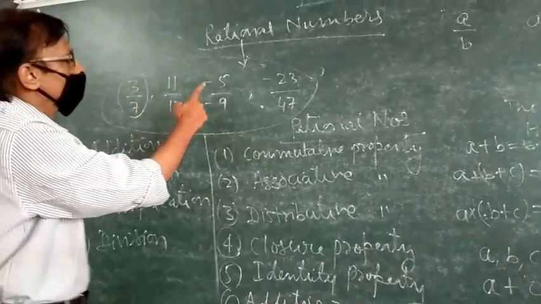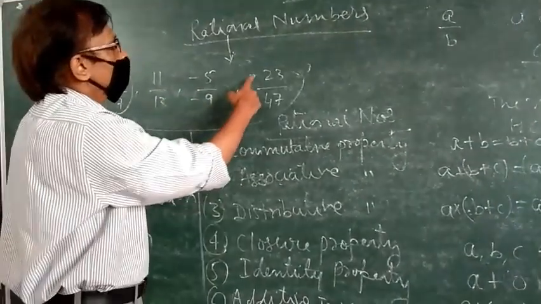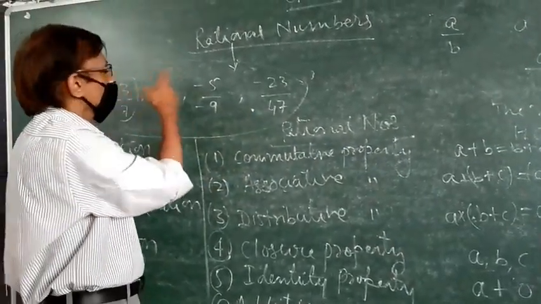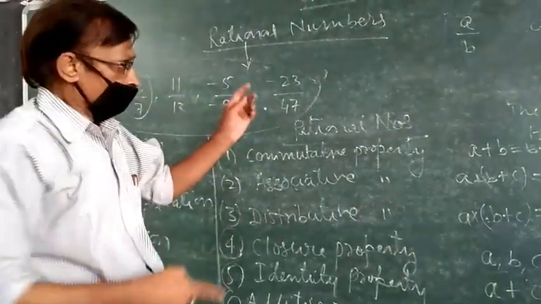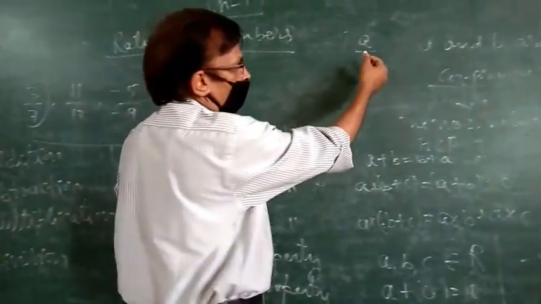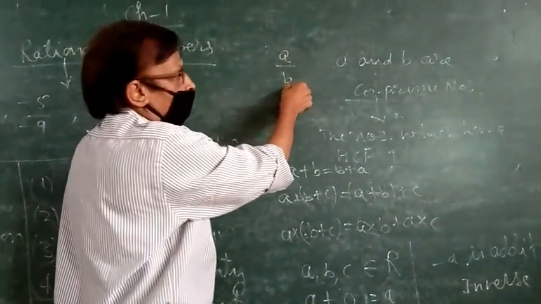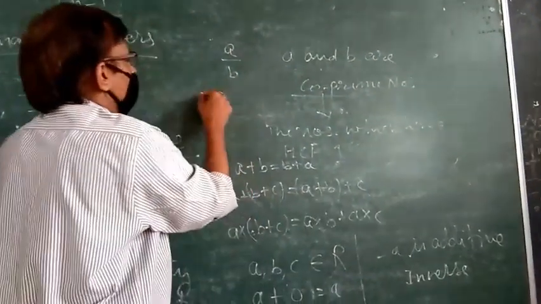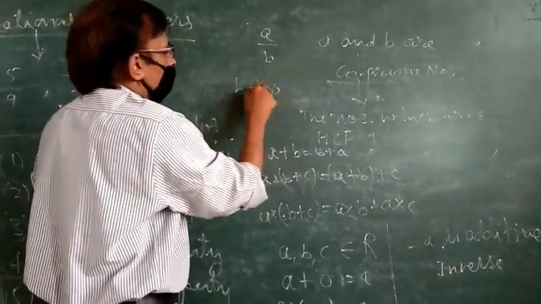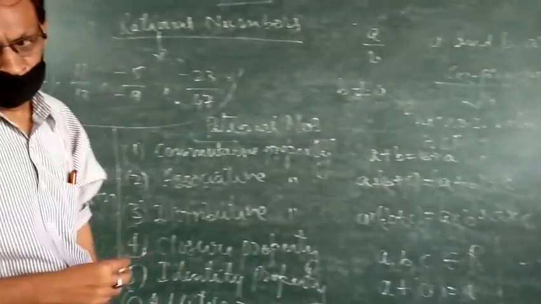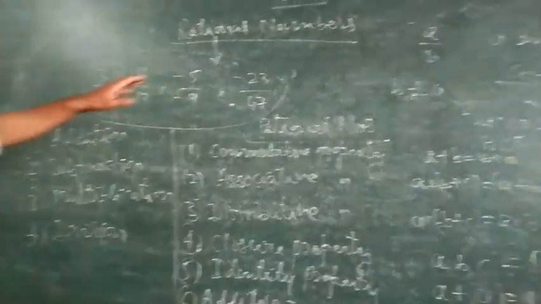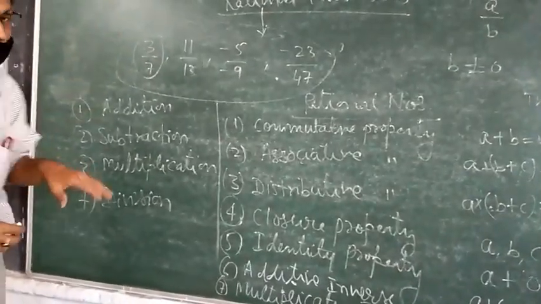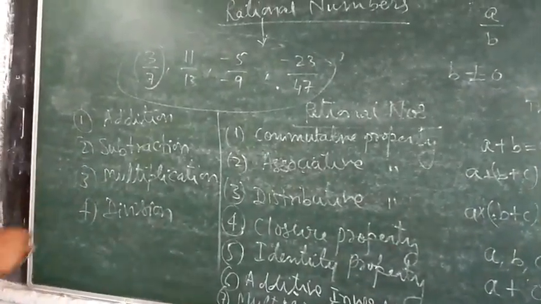11 upon 13, minus 5 upon minus 9, and minus 23 upon 47. All these numbers are called rational numbers because all these numbers are expressed in the form of a upon b, where a and b are co-prime numbers and b is not equal to 0. The denominator must not be equal to 0. So these numbers are called rational numbers because these numbers are not reducible by any number other than 1.